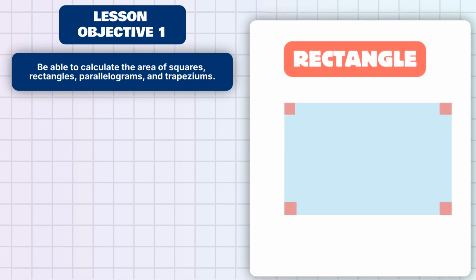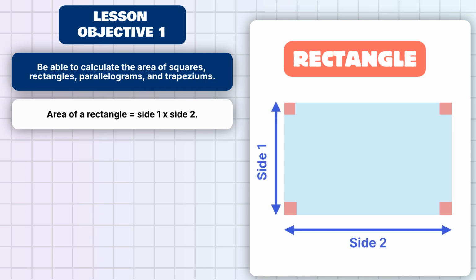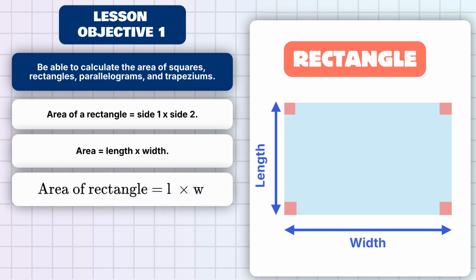We'll now move on to rectangles. The area of a rectangle is found using the following formula: area equals side 1 times side 2. We can rewrite this in a more general formula as area equals length times width. We can write this as area equals L times W.